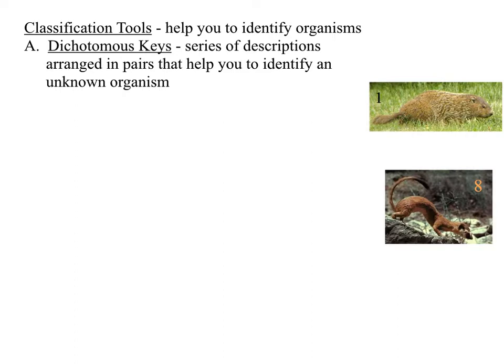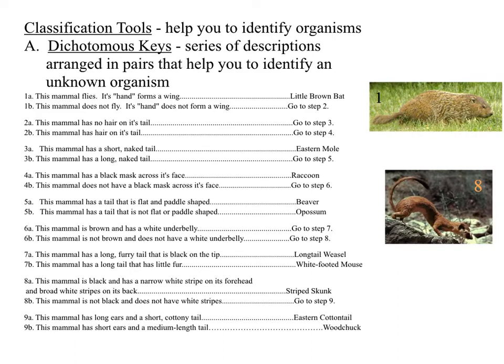So I'm going to pull up an example here of a dichotomous key. You can see here that you've got this series of descriptions, right? And they're organized in pairs. So we've got 1A, 1B, 2A, 2B, 3A, 3B, and so on. So let's try to key out this little guy right here using this dichotomous key.